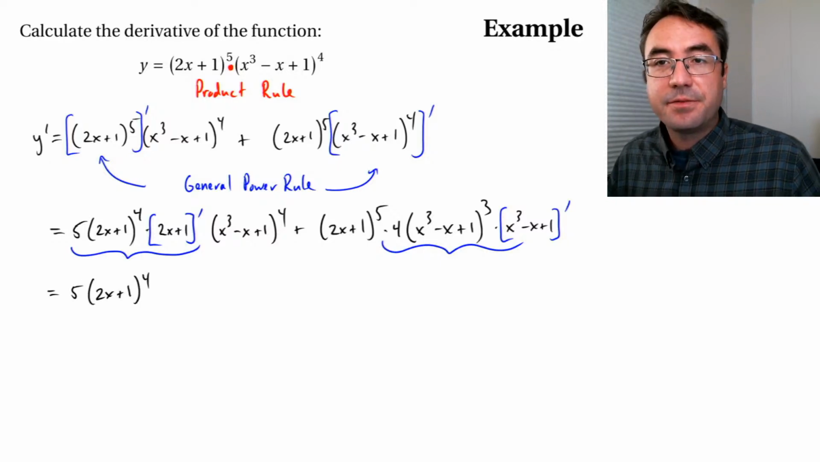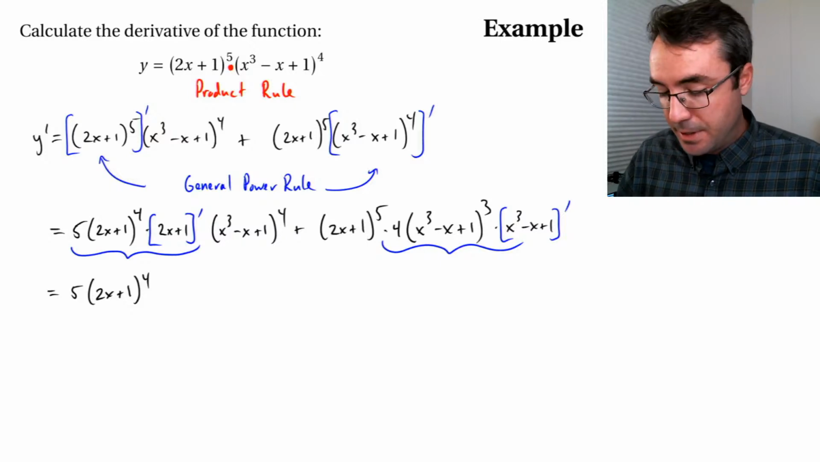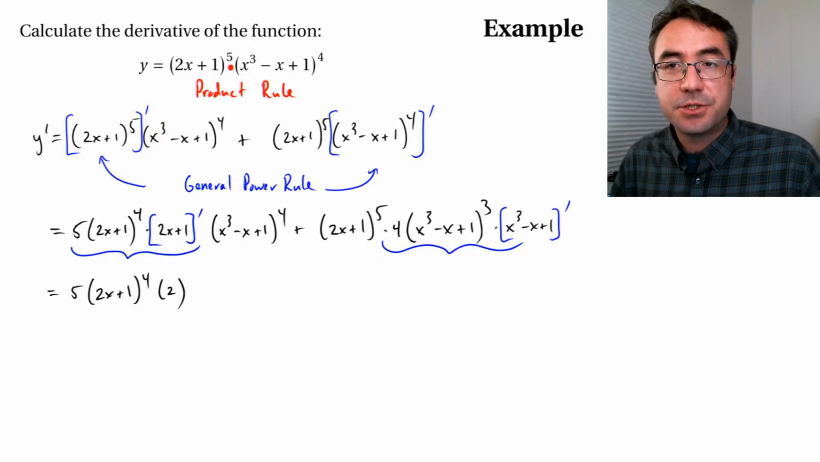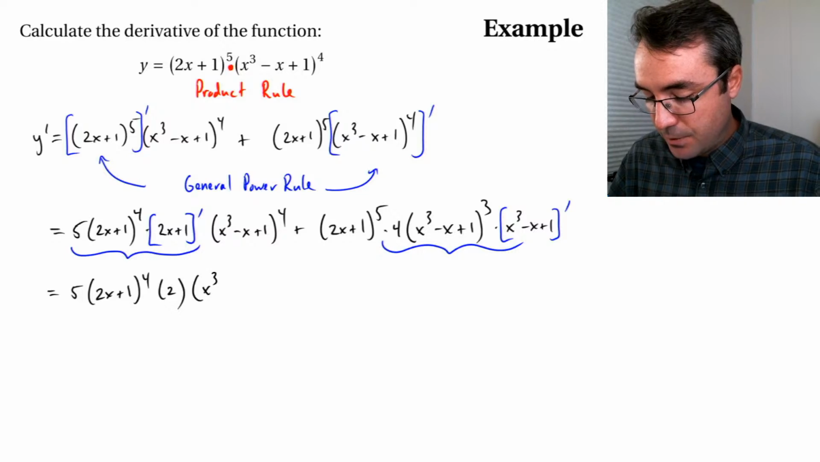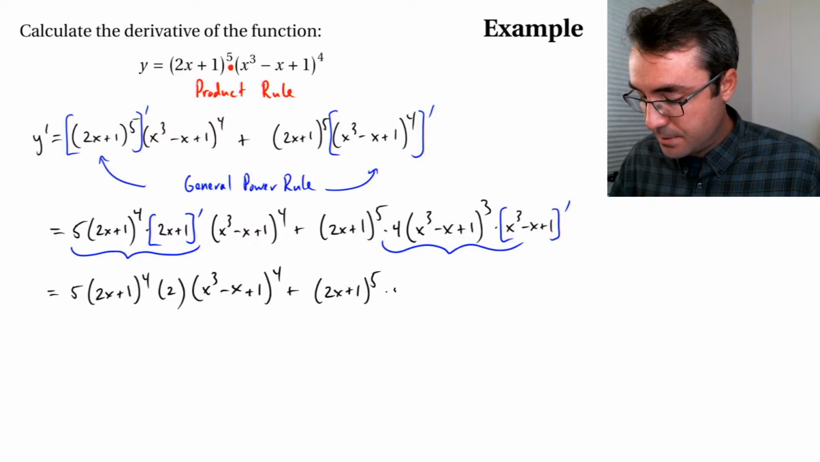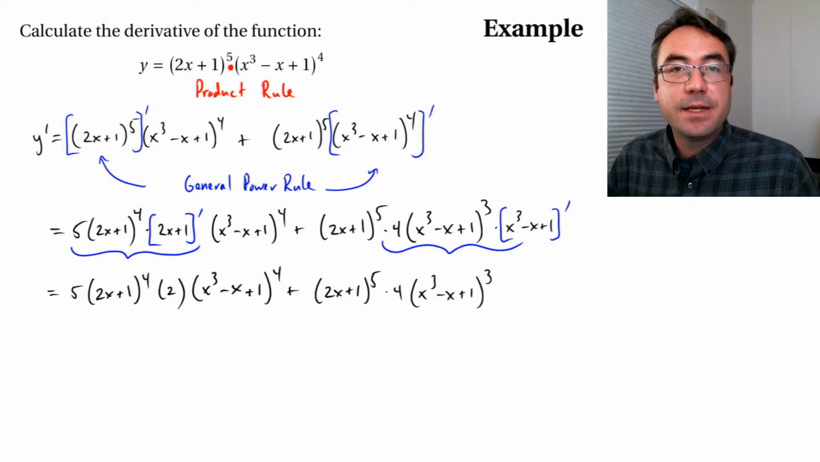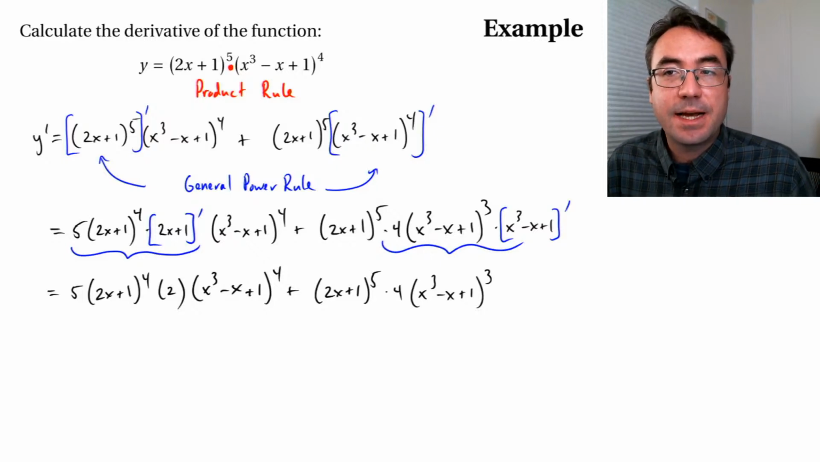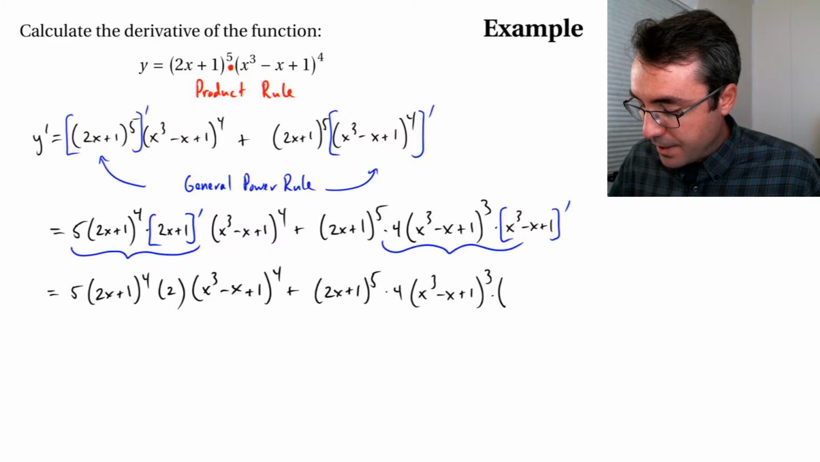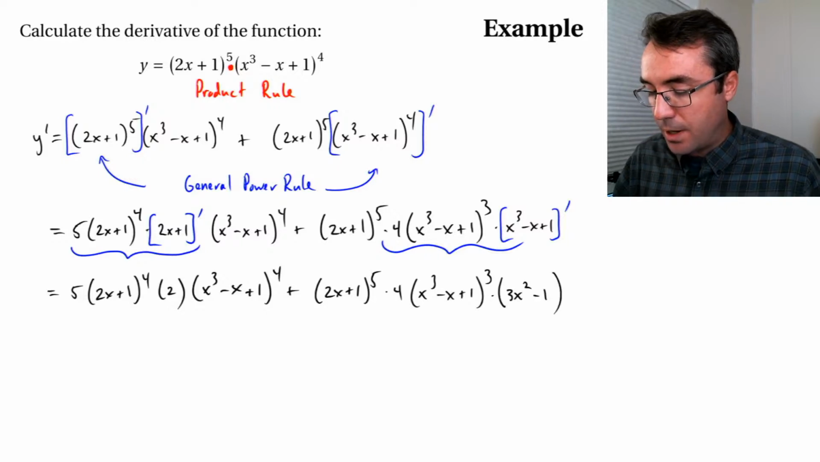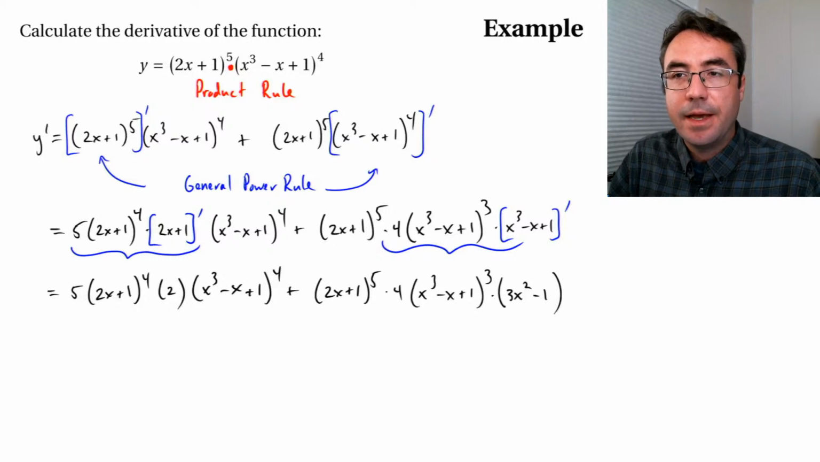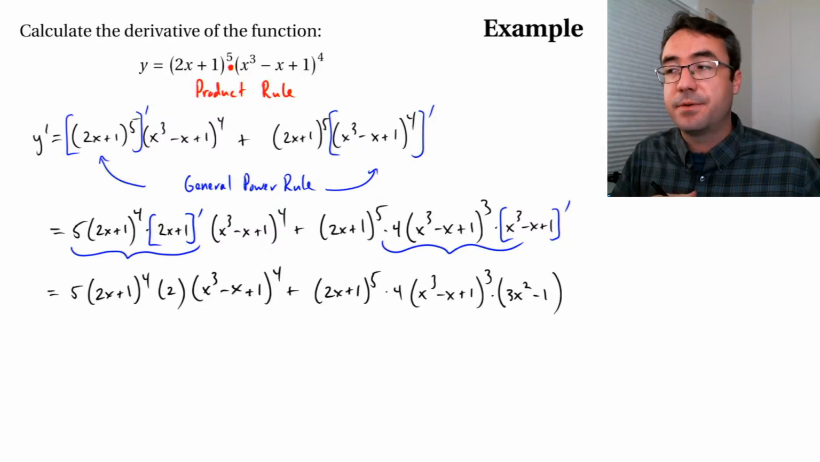So we're done with that 5 times (2x + 1)^4. Derivative of 2x + 1 is just 2. And then we're done with this other term here. And we're done with this. And we just keep going, differentiating only what's in the brackets. So we finally get to that derivative of x^3 - x + 1, and the derivative there is 3x^2 - 1. And we're done. So that's the derivative.